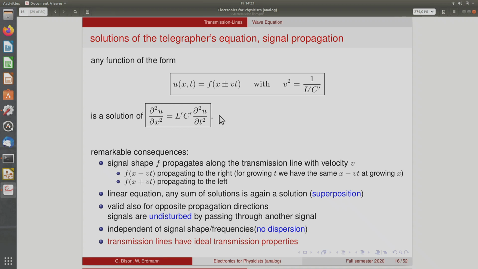So in summary, these transmission lines that fulfill the requirements that we listed, so that we have two parallel conductors with constant cross-section, they have ideal transmission properties. That makes them very useful, and that's why we will see them everywhere.